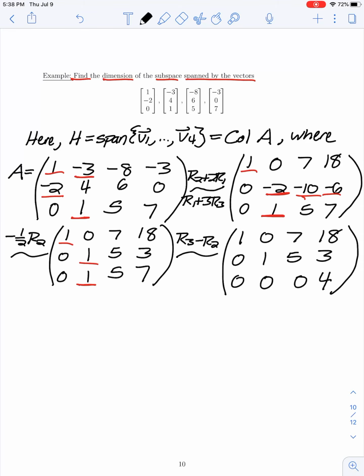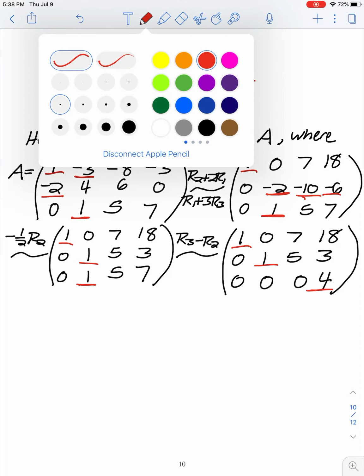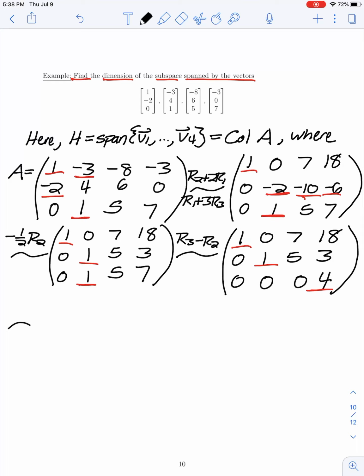So now, the leading entry in my first two rows is a 1 with zeros above and below in that column. And the leading entry for my third row is a 4, which I want to be a 1. So I'm going to take 1/4 of row 3, which makes my third row 0, 0, 0, 1. My first two rows I'm going to leave alone.